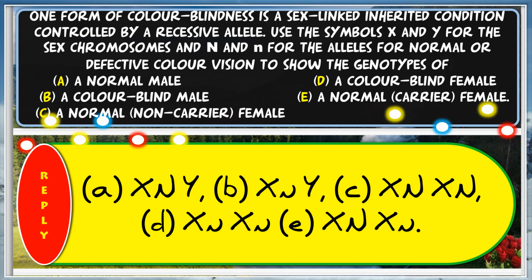Part A, a normal male, X capital N, Y. Part B, a colorblind male, X small n, Y. Part C, a normal non-carrier female, X capital N, X capital N. Part D, a colorblind female, X small n, X small n. Part E, a normal carrier female, X capital N, X small n.